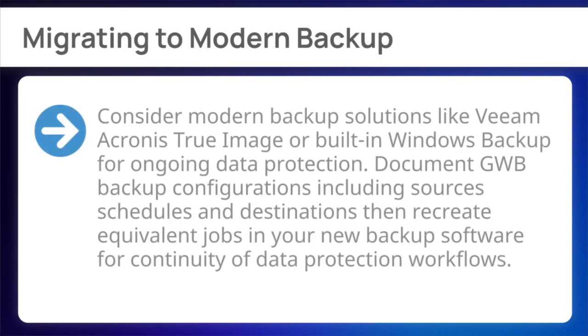Finally, migrating to modern backup. Consider modern backup solutions like Veeam, Acronis True Image, or built-in Windows Backup for ongoing data protection. Document GWB backup configurations including sources, schedules, and destinations. Then recreate equivalent jobs in your new backup software for continuity of data protection workflows.